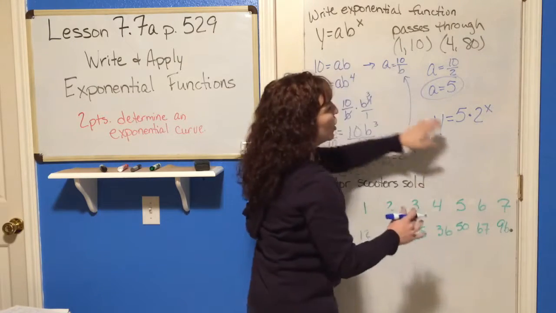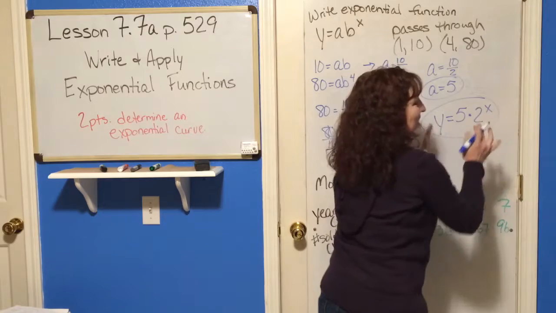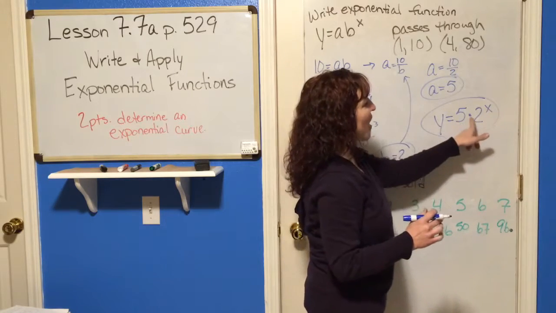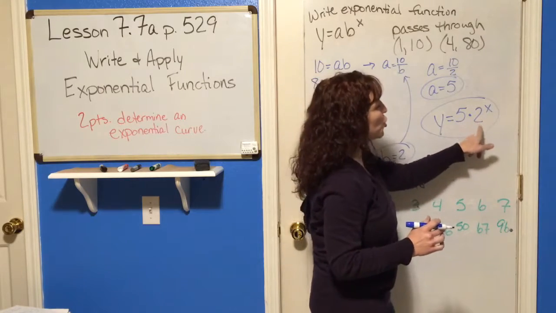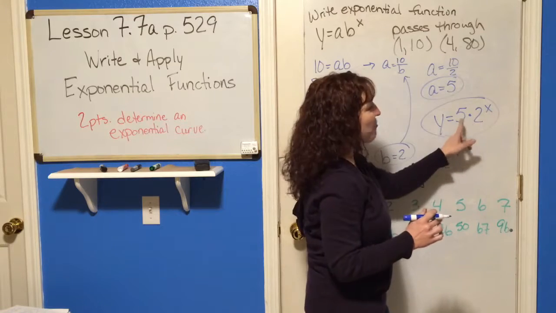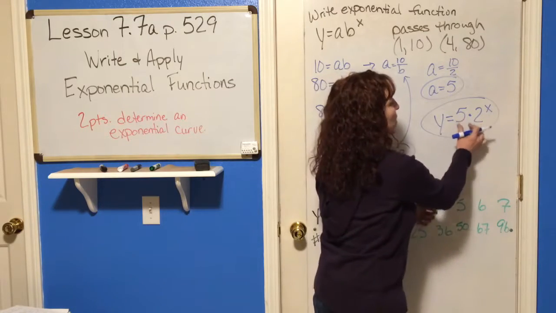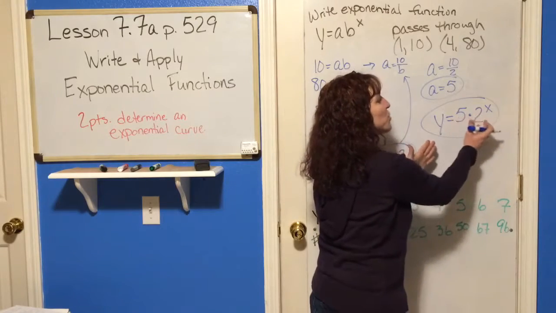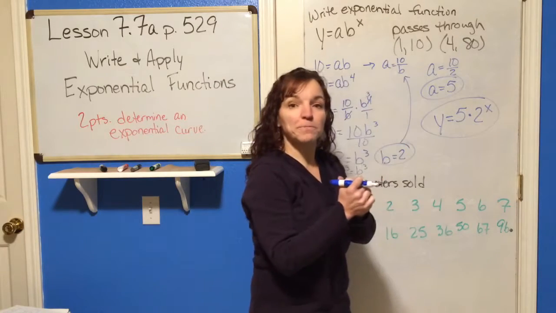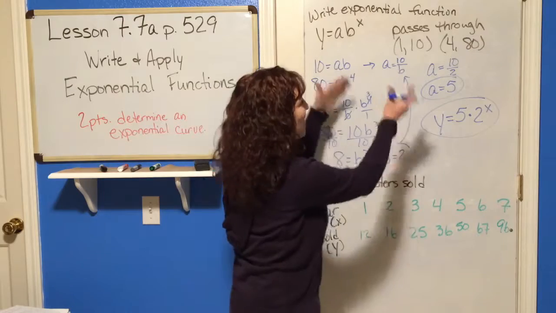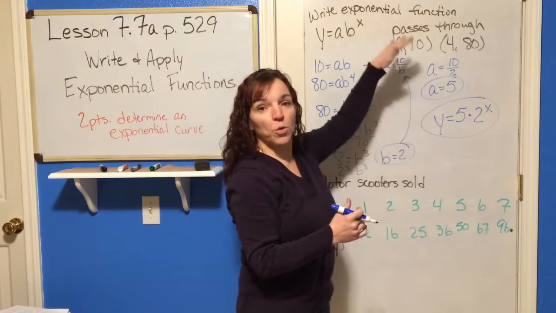Now be careful. This is the end. You have to stop here. You can't multiply this 5 times 2 because the 2 is to the x power and the 5 is not raised to the x power. So don't make that mistake. You can't multiply those two. So your final answer is 5 times 2 raised to the x power. And that's how you do it. The bulk of your homework will be these.